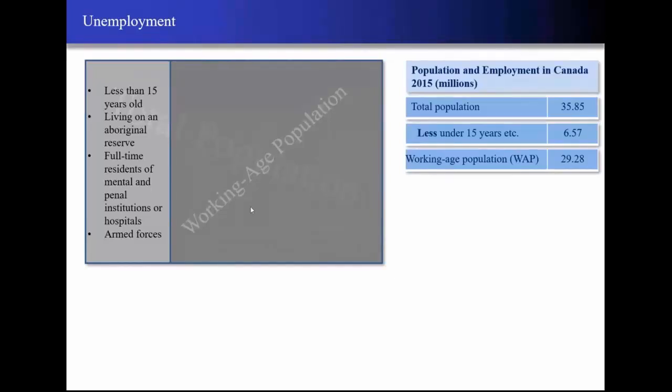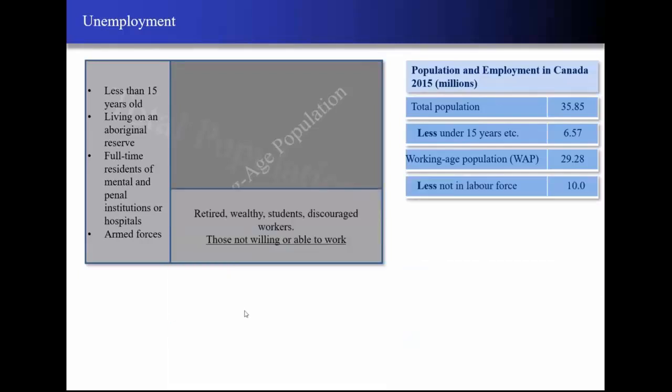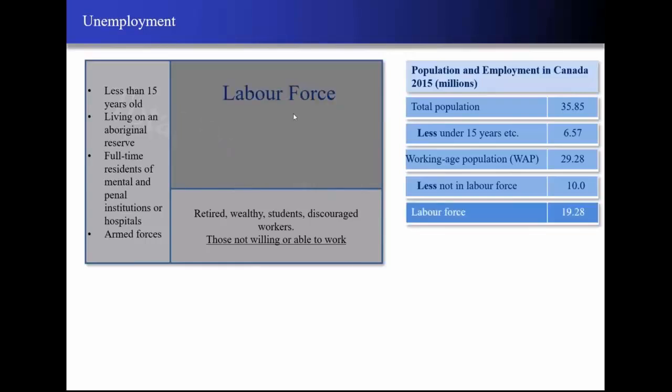Now we're going to remove people who aren't legally able to work, which is children under the age of 15. After we remove this group, there are some other categories, but for the most part, it's just children under the age of 18. What's left over we call the working age population. Now, this isn't the labor force yet, right? This is the working age population. We want to now exclude people who are not willing or able to work, okay?